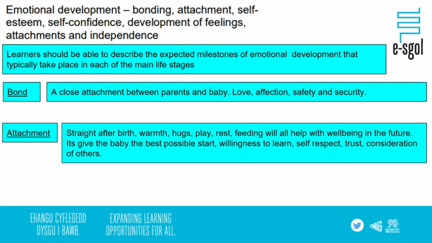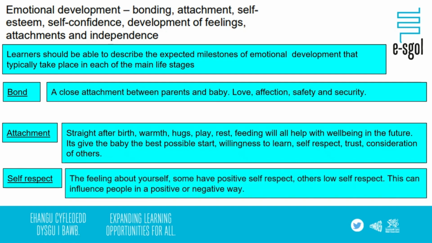Now, attachment can occur with obviously mum, dad, and also people who have a very close relationship with that individual, okay. We can obviously have skin to skin straight from birth, okay. Maybe we play with them, maybe we're responsible for feeding them, and this gives the baby the best possible start, okay. What we find then is, because they're emotionally secure and happy, then in the future they are willing to learn, they have enough respect for themselves, and they thrive more later on in life, okay. And self-respect is the feelings that you have for yourself.